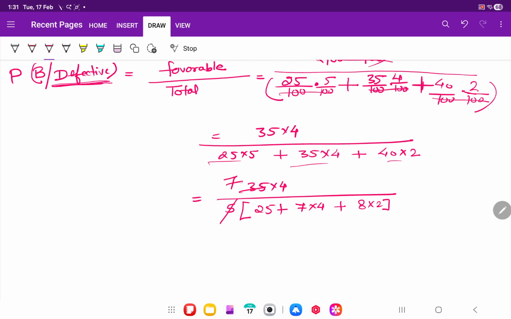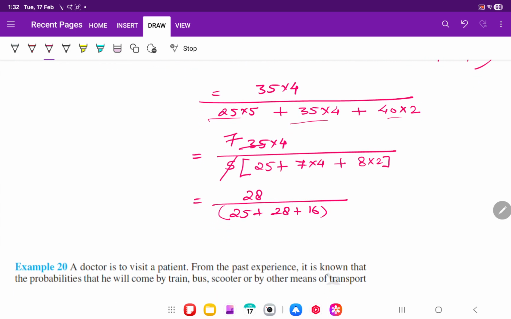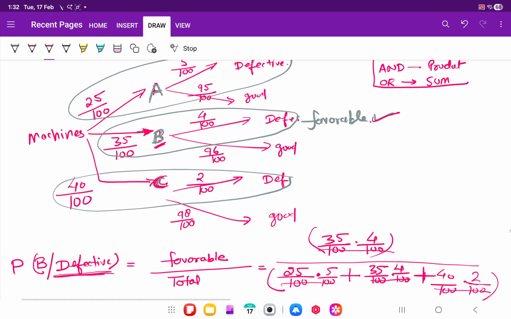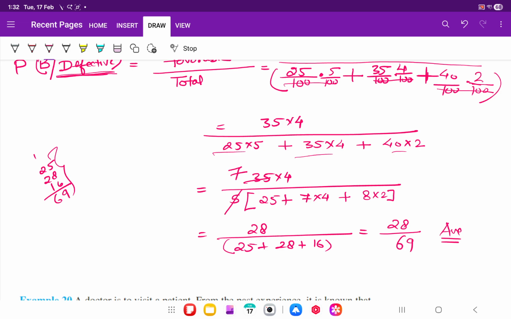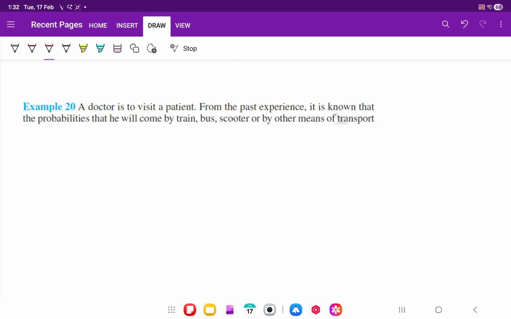So here 5 cancel. So I will get 28 by 25 plus 28 plus 16. So what will be this? So this comes out to be 28 by 69. This is answer. Correct, if you add these three. So this is the probability that the bolt is defective and it was created by machine B. Okay, so this is how we can solve it. You can pause it and try again. Next example. A doctor is to visit a patient.